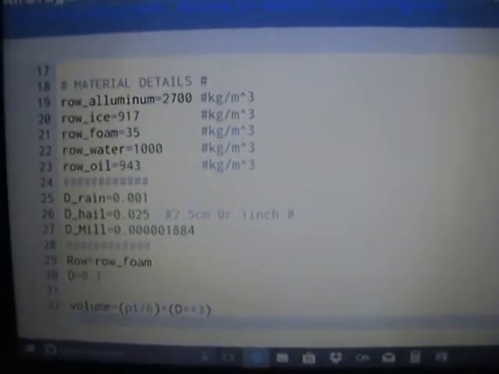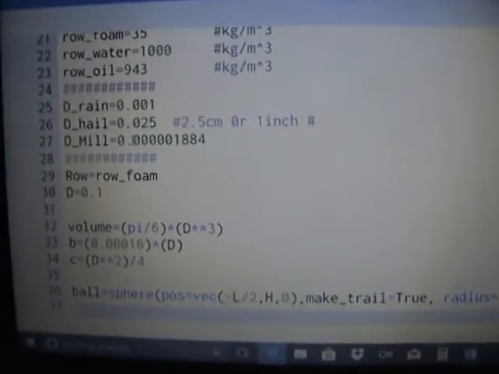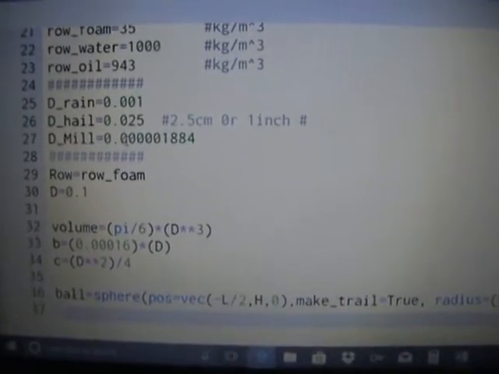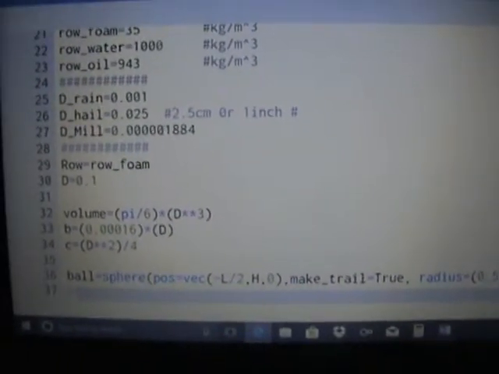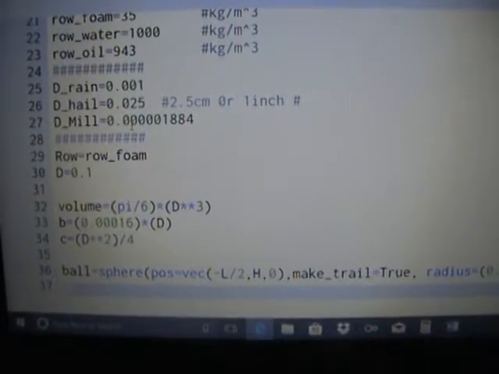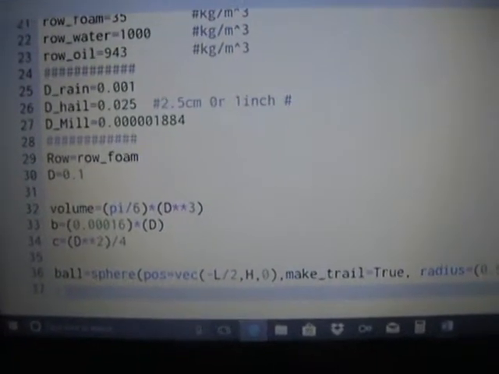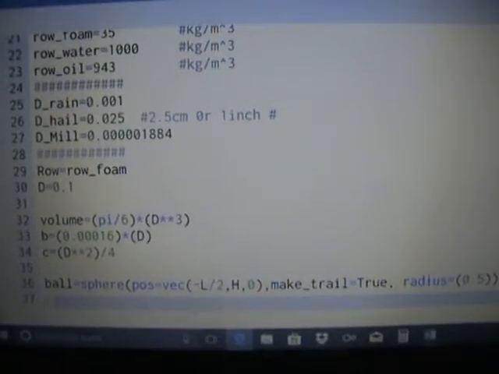And I took diameters of common things you would find: rain, hail, and this is the oil drop experiment with the electric force. This is about the diameter of the oil drop. Now this actually didn't work in this model just because the diameter was so small and the time step was too big. And again, that's just more things you'll have to work on when you do these things.